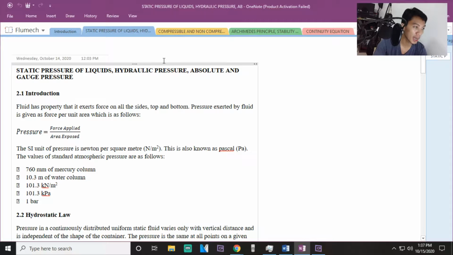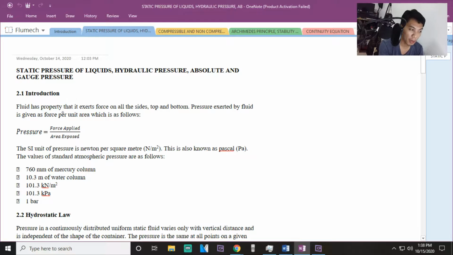For today will be static pressure of liquids. The hydraulic pressure and then absolute gauge pressure. Ngayon, i-apply na natin yan. As I've said, dun sa mga previous discussions natin, that the basic fluid property, number one, is pressure.